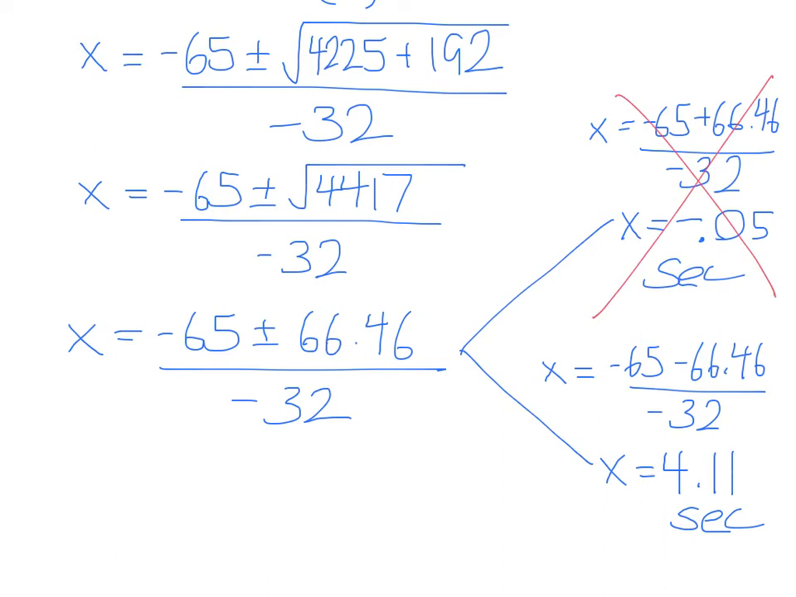So therefore, that answer of negative 0.05, no, throw that away. That's not part of your final answer. What is your final answer? Well, the ball is going to be hit, and it's going to take a little bit over 4 seconds, 4 seconds and 11 hundredths of a second, in order for the ball to reach the ground wherever it lands.